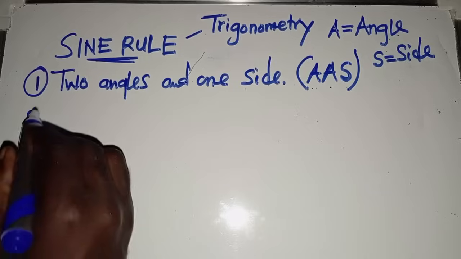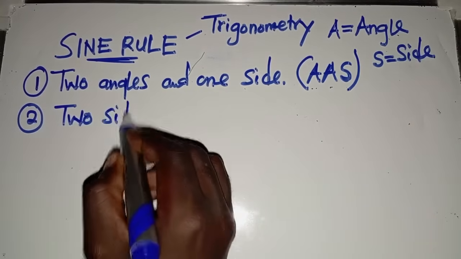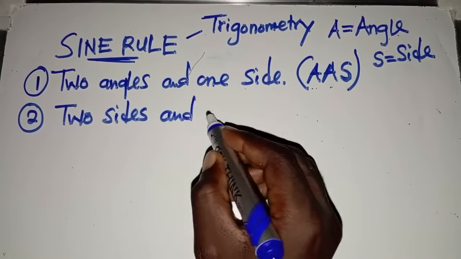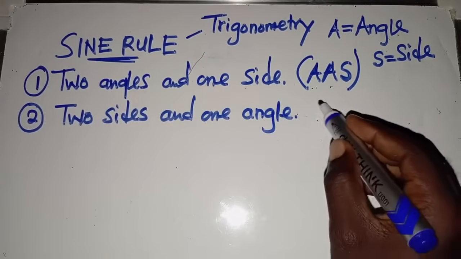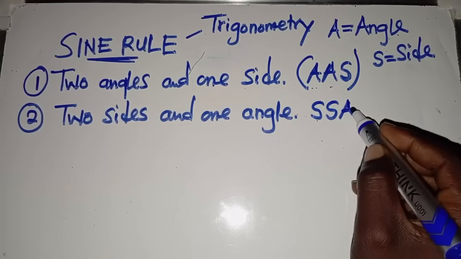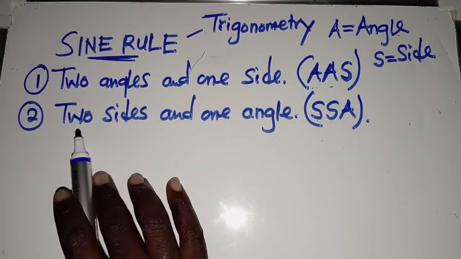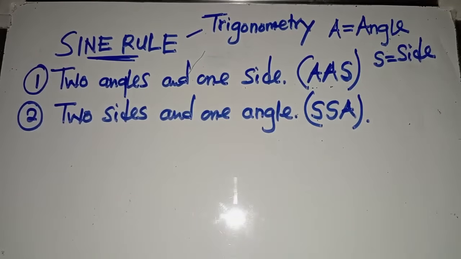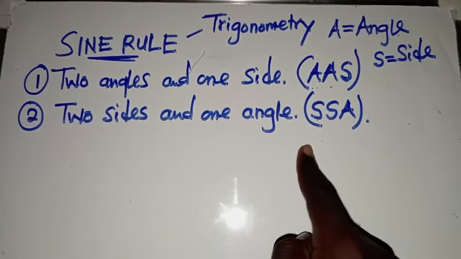You also use the sine rule when you've got two sides and one angle. This is written as side, side, and angle. Some of you that have followed me so closely discover that this second one also applies to the cosine rule. To clear these doubts between the cosine rule and the sine rule, more especially on this point, two sides and one angle.